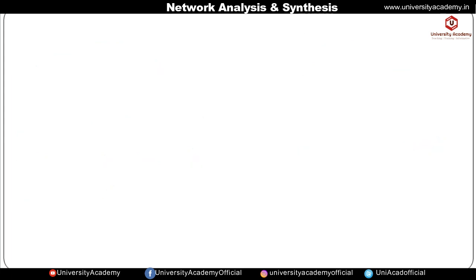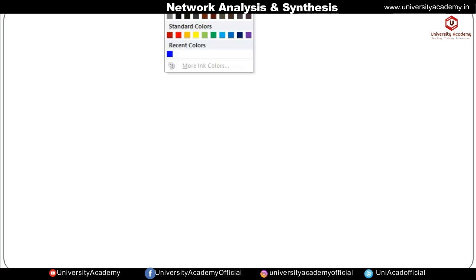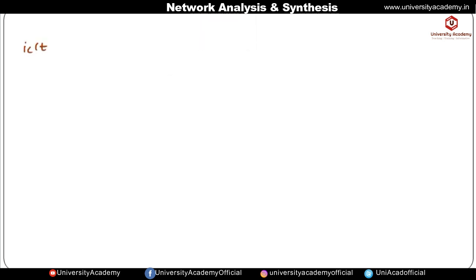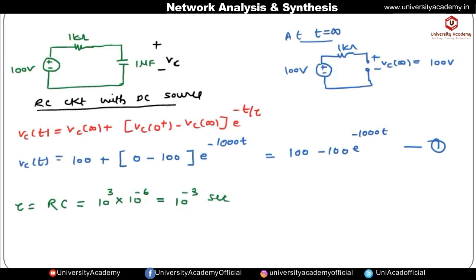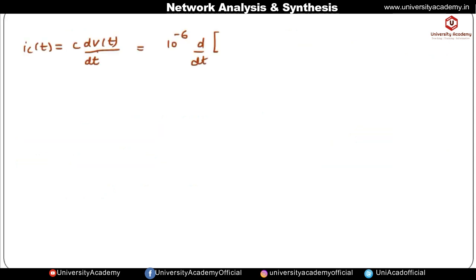Now let us find out the current flowing through the capacitor. The current flowing through the capacitor, that is Ic of t, is given by C dV by dt. We have found the V of t expression, and the capacitance value given in the question is 1 microfarad. So it will be equal to 10 to the power minus 6 into d by dt of Vc of t, from equation 1, which is 100 minus 100 into e to the power minus 1000 t.